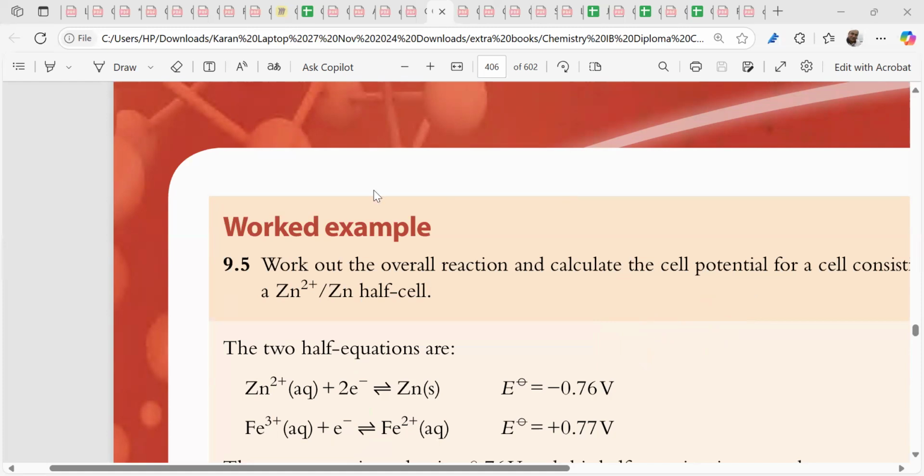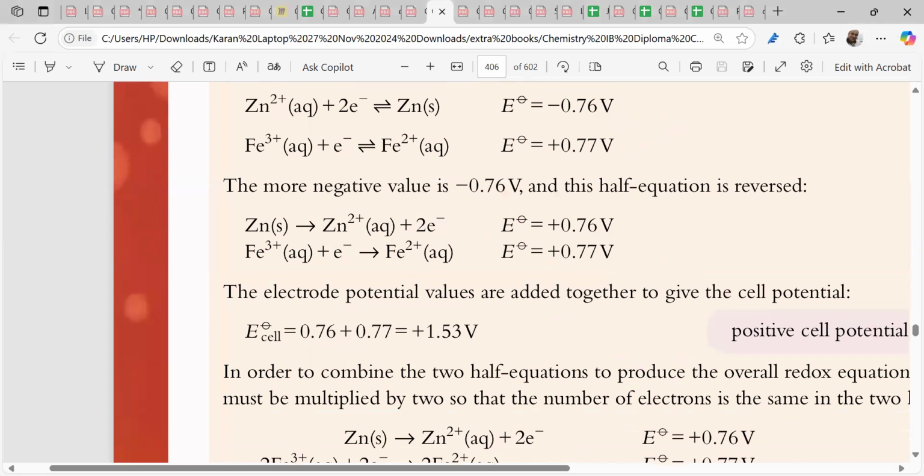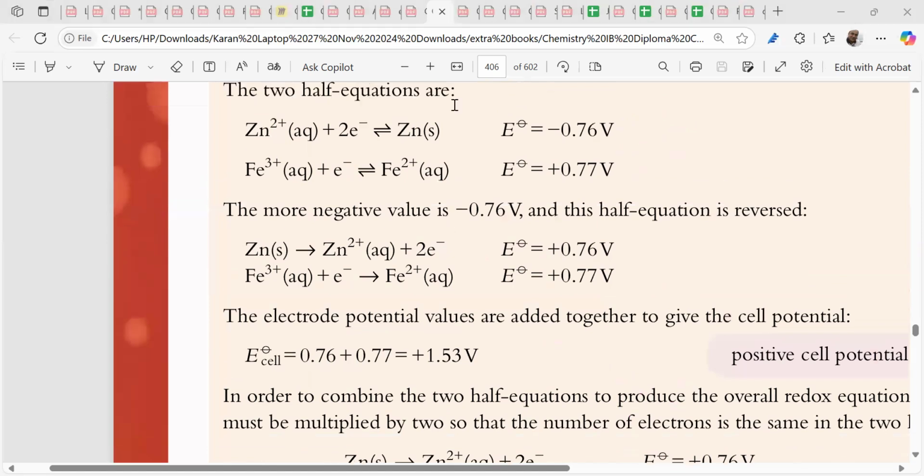Very good. Everybody fine, right? So we're seeing over here, this is more positive, so this will be taken at the cathode, and this is the anode. At the anode, what kind of reactions happen? Oxidation happens. So we flip this reaction, guys, and flip the sign also. Clear, everybody? That gives you the portion over here, where we are flipping the sign.